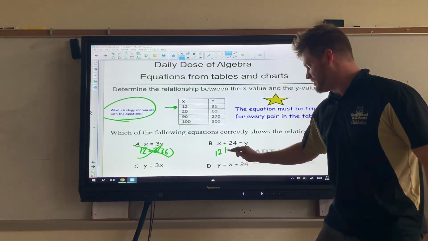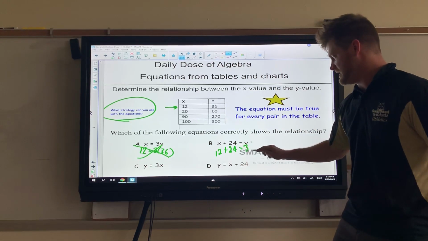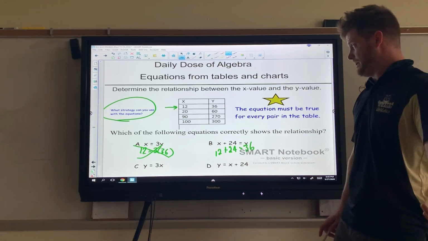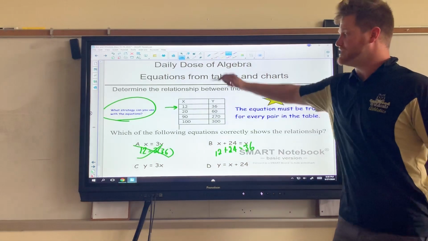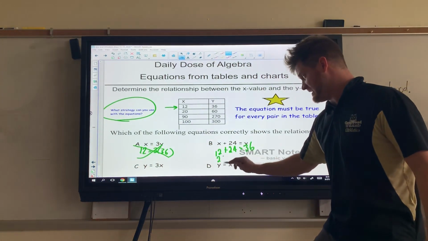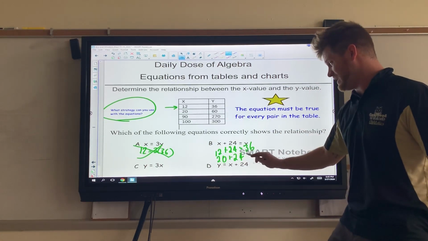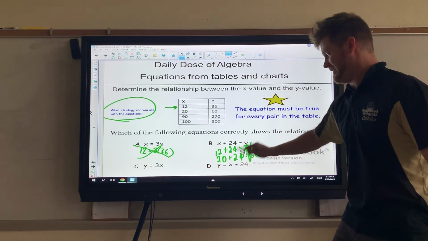Over here, x is 12 again. I'm going to say 12 plus 24 equals y, which is 36. Is 12 plus 24 equal to 36? Yeah, it is. But it has to be true throughout. So if I look at the next one, x is 20, so 20 plus 24, and y is 60. Is 20 plus 24 equal to 60? Nah, that one does not work.